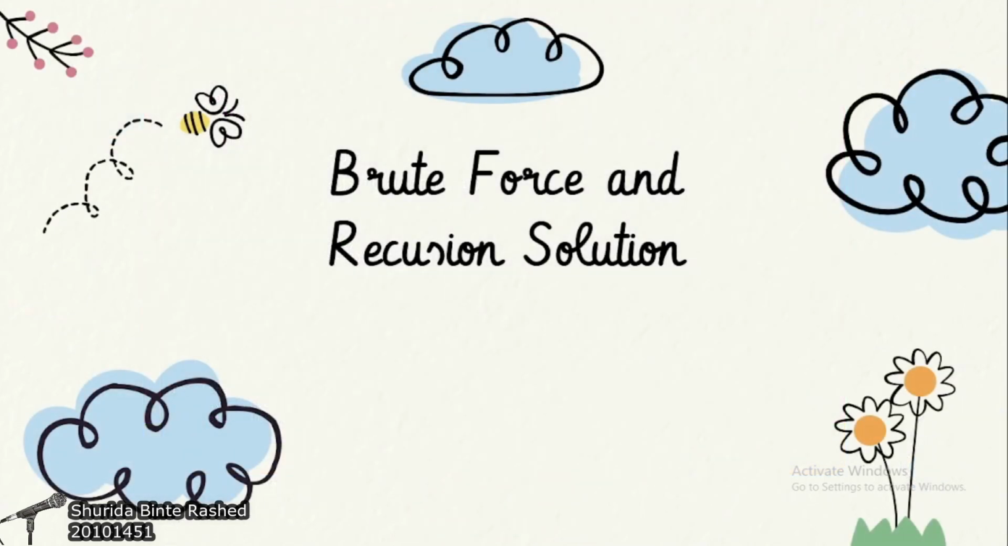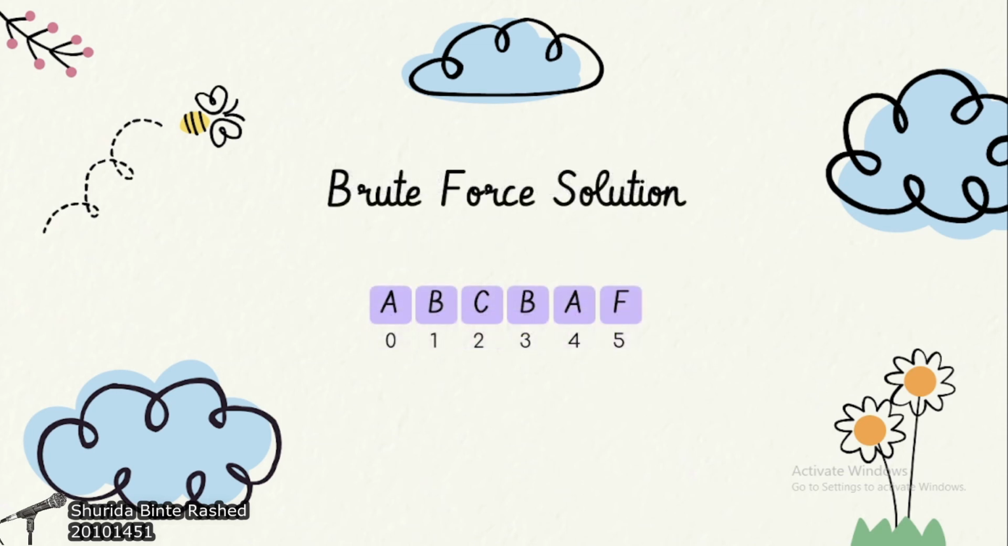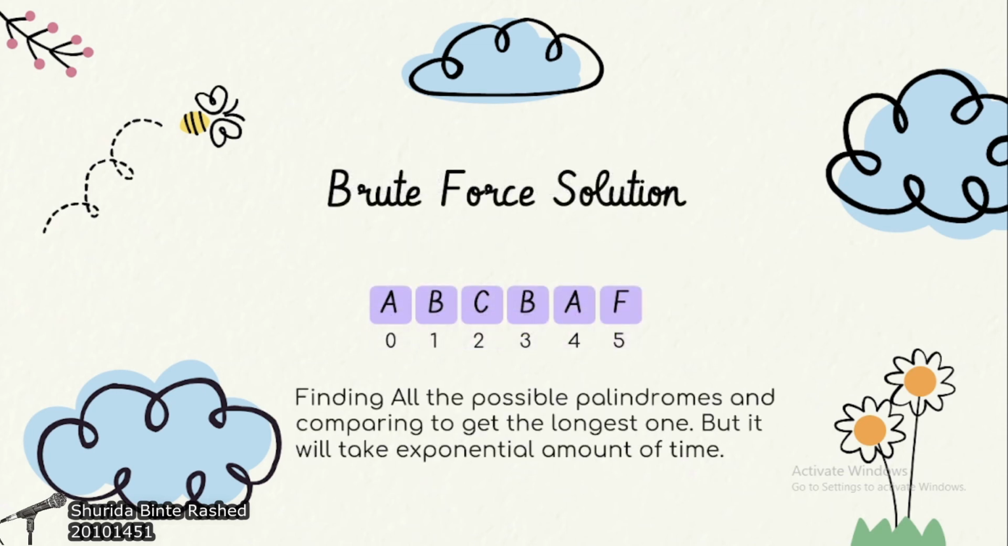Now we will see an alternate approach to our problem, which is the brute force or recursion solution. In the brute force solution, we need to find all the possible palindromes, and after comparing them, we will get the longest one. But the drawback of this process is that it will take an exponential amount of time, and the time complexity will be 2 to the power n.